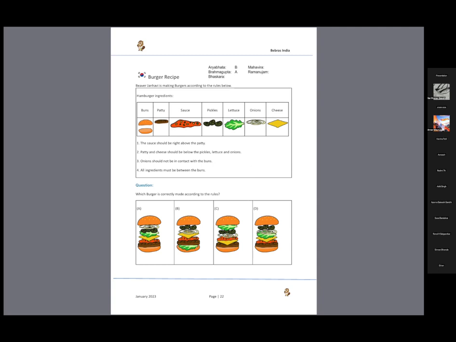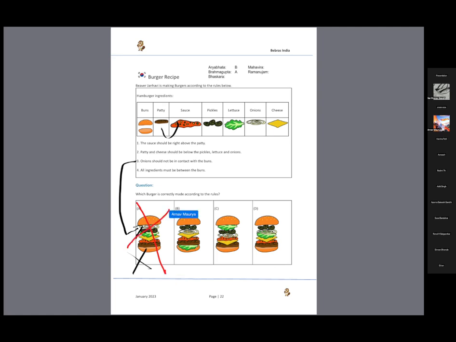Would anybody like to try and solve this one? Yeah, can I solve it? Okay, Arnav, you can solve. Okay. So there are four rules which have to be followed to make the burgers. Let's see A. In A, it's following rule number 1 and 2, but not 3, because the onions are in contact with the buns. So that one is incorrect.